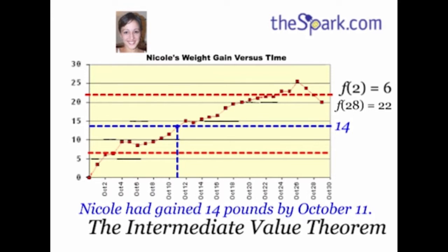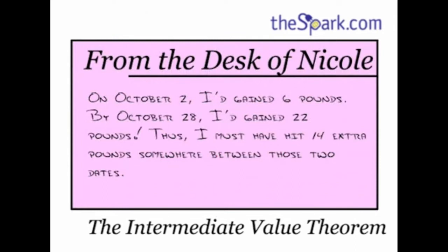Now think about it again. It makes perfect logical sense. If your weight on day 2 is 6 pounds heavier than you started, and on day 28 is 22 pounds heavier than you started, and at some point in between there, you had to have weighed 14 pounds more than when you started.